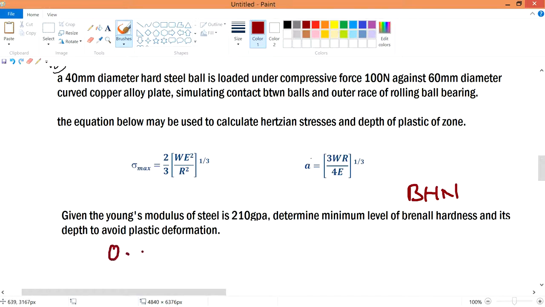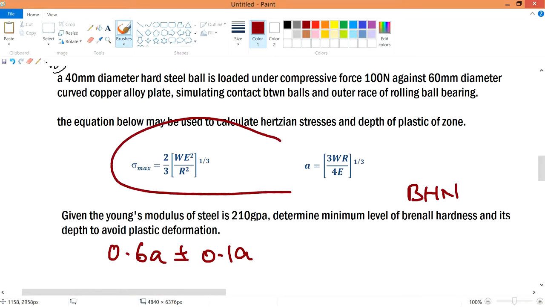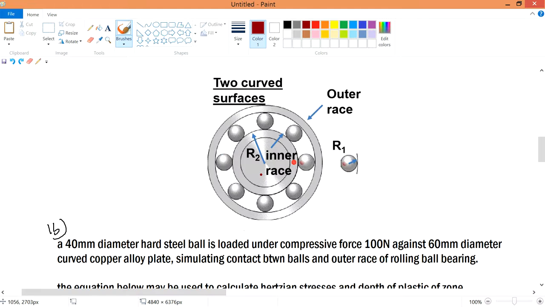If you remember, the depth is 0.6a plus minus 0.1a. So this a is this a. There are a few equations that are hidden that you are not being told, or in other words, not being shown over here. So you need to memorize certain equations that are not given to you. To understand the question first, I'll let you understand the question first.